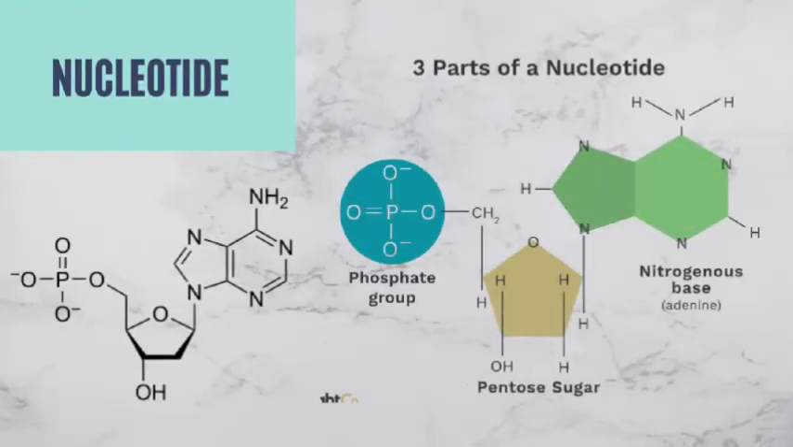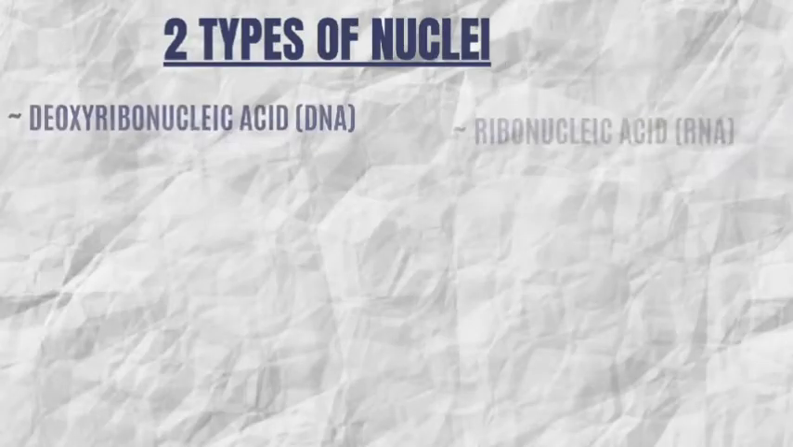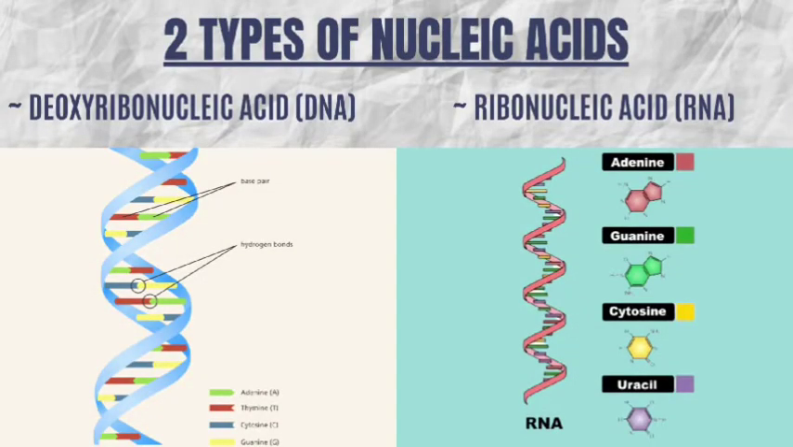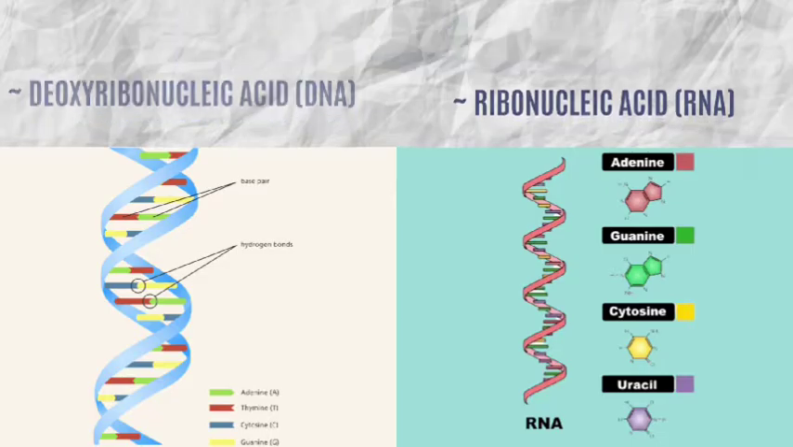Okay, first of all, there are three parts of a nucleotide, which are phosphate group, pentose sugar and nitrogenous base. There are two types of nucleic acid. The first one is deoxyribonucleic acid, DNA, and ribonucleic acid, RNA.